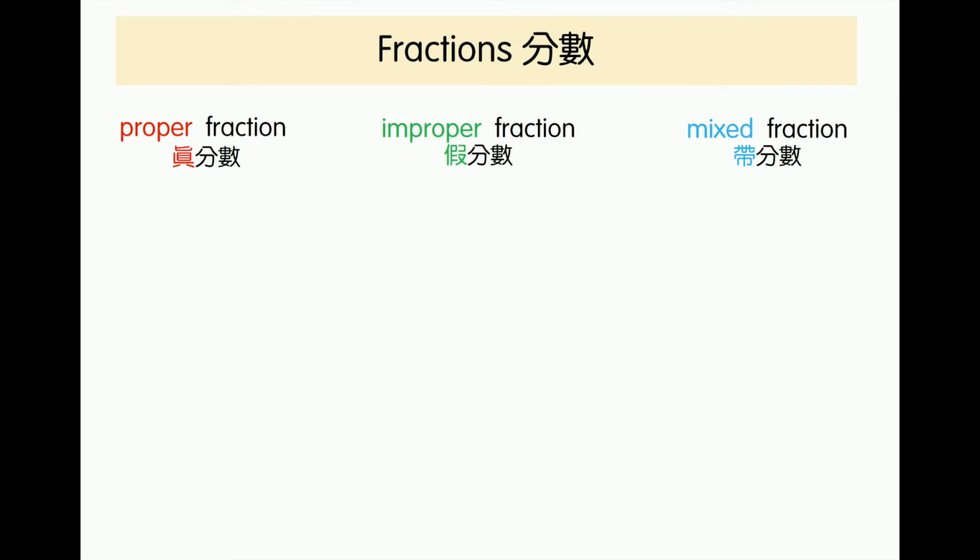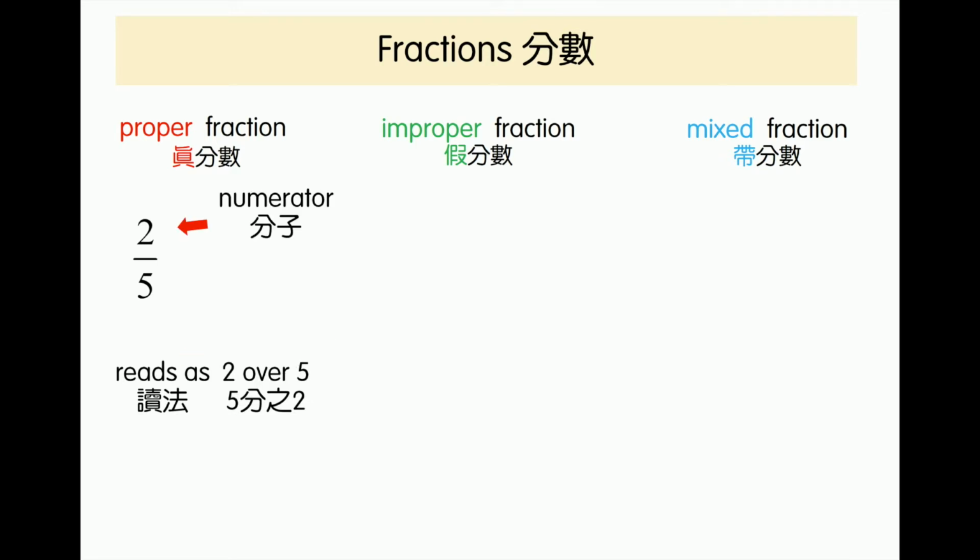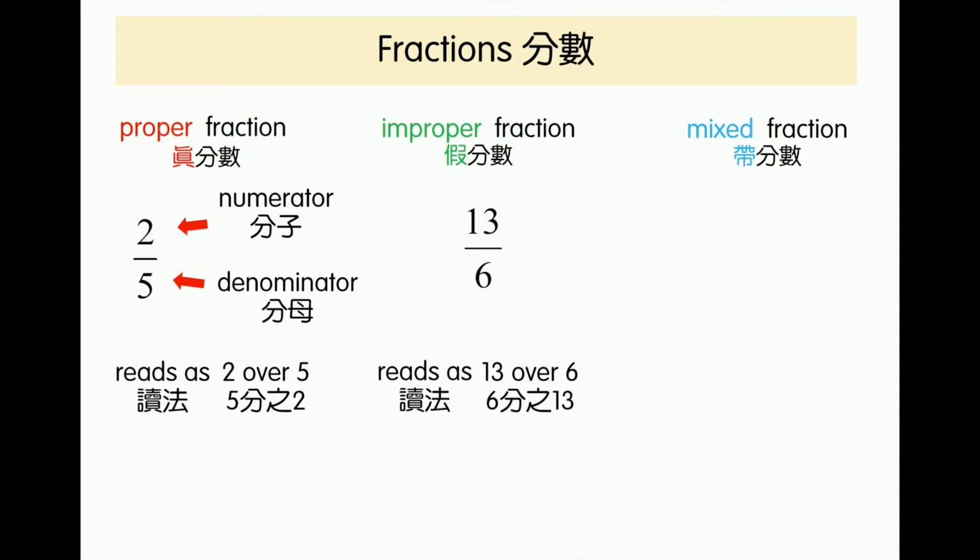When we were in primary school, we learned about proper fractions, improper fractions, and mixed fractions. For example, this fraction, 2 over 5. The 2 is the numerator and the 5 is the denominator. It is a proper fraction when the numerator is smaller than the denominator. On the other hand, 13 over 6 is an improper fraction. For mixed fraction, 1 and 3 over 7, it has a whole number part and a fraction part.